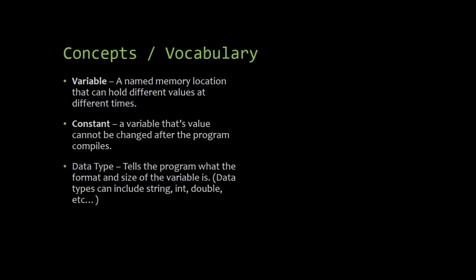The first thing we should talk about are variables. Variables are a named memory location that can hold different values at different times. This value can change depending on the circumstance unless we tell the program it is a constant. Now, a constant is a variable whose value cannot be changed after the program compiles, but it can be changed while you're still in development or while the program is not running. You can manually change the constant value.